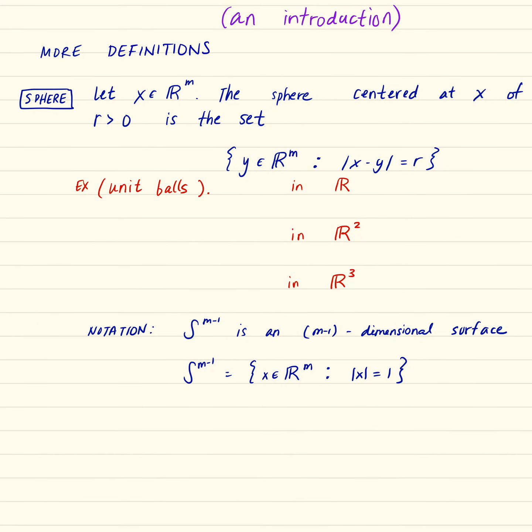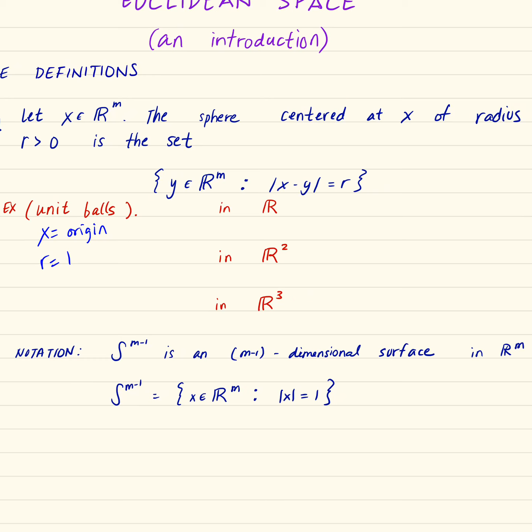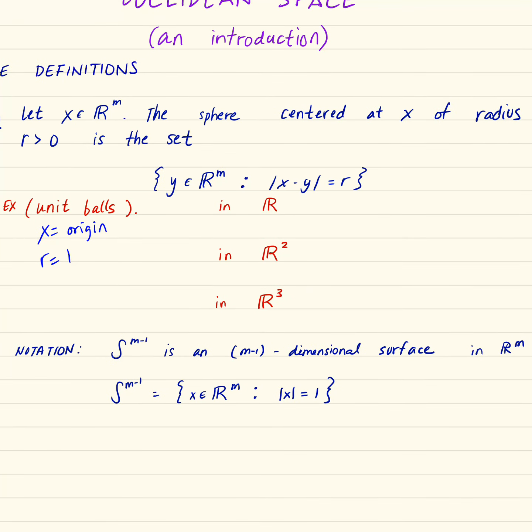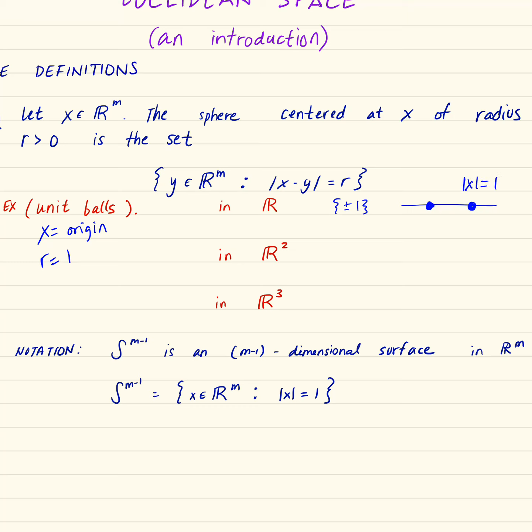So now the unit ball, again, X is going to be the origin, and R is equal to 1. So what is the unit sphere when m equals 1? It's just going to be a set of endpoints, right? Because you're literally solving the equation absolute value of x equals 1. And so x is plus or minus 1.